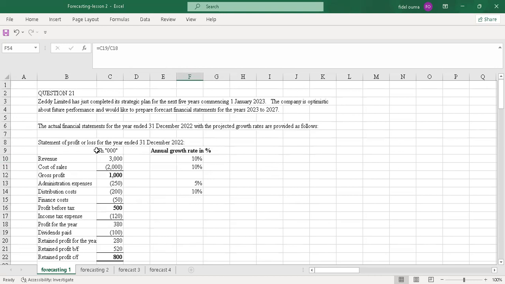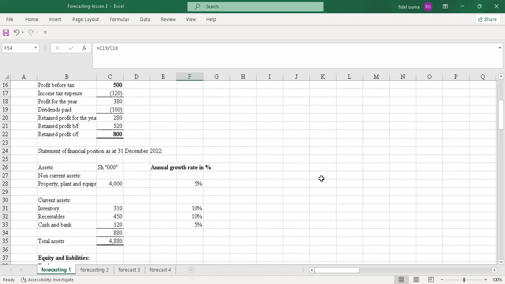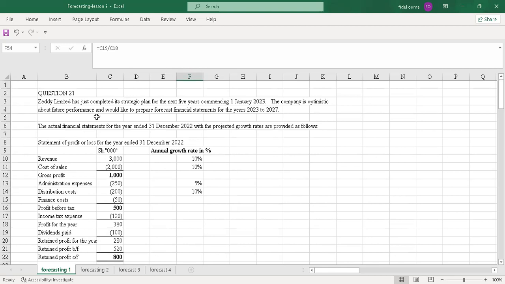So we'll do first for the statement of profit or loss, then the second one for the statement of financial position. But recall, the forecast was from 2023 to 2027. So this is what we'll do. I'll start with 2023. Let me put it here. So I'll start with the 2023.